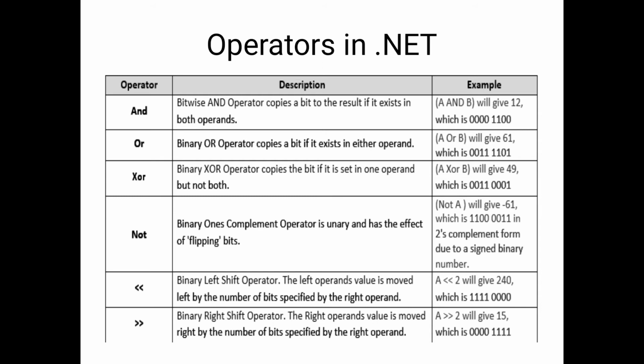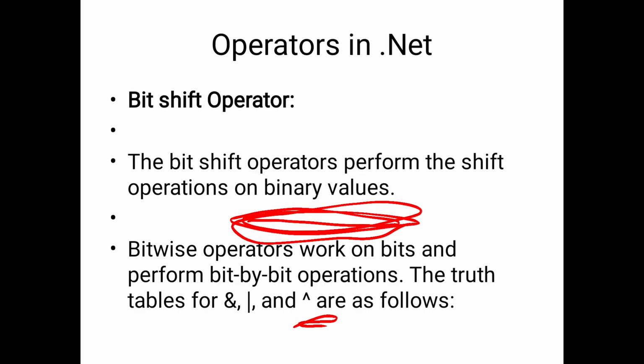A AND B will give 12, which is 0000 1100. Okay, so if we take for example two values and do the AND operation on them, then the OR operation, then XOR, NOT, binary left shift and binary right shift, we can perform these on the binary value.